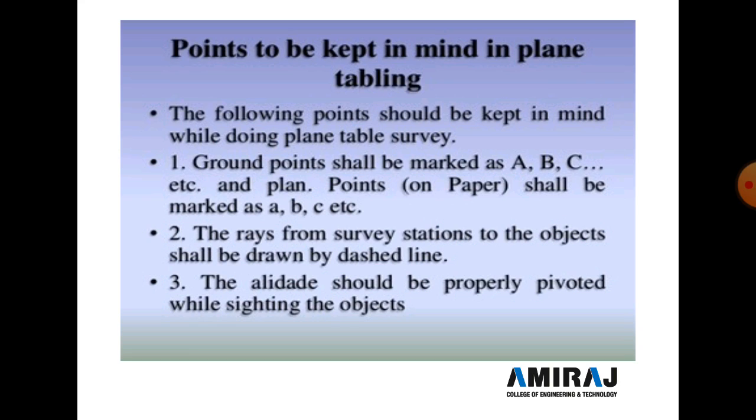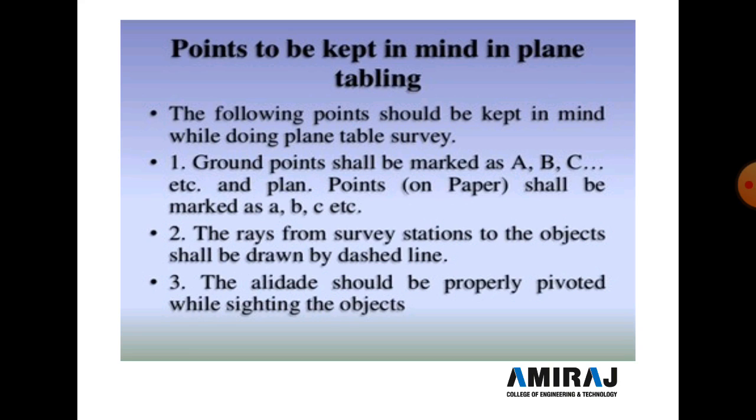Now next are the points to be kept in mind in plane tabling. By using plane table surveying, the following points should be kept in mind. First, the ground points should be marked as capital A, B, C, D, etc., and on paper these points are marked as small a, b, c, d. In the last slides we discussed all the methods, so all the capital A, B, C, D ground points are marked as small a, b, c, d points on paper.